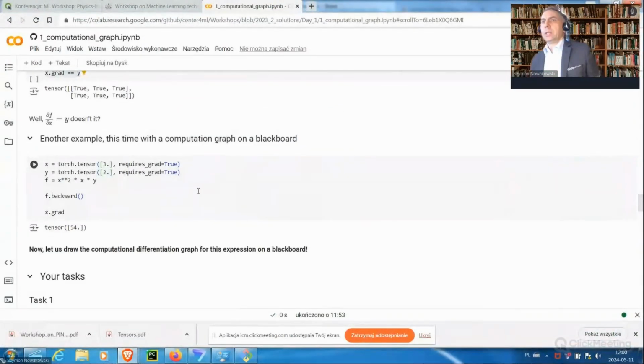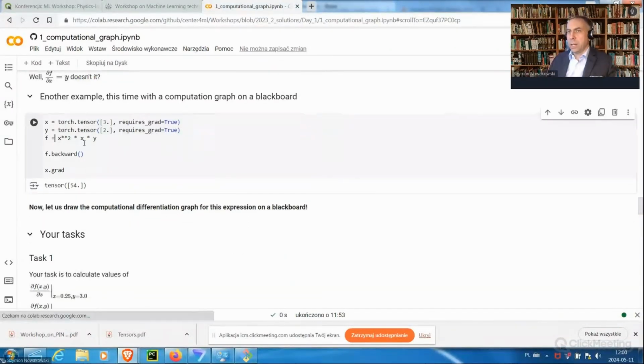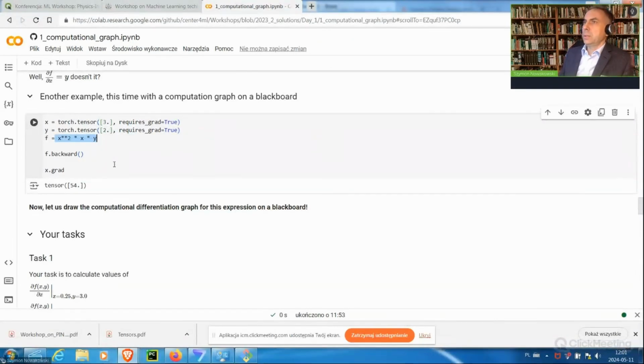So let's go with another function. I want to show you how this computational graph and gradient graph is actually computed. And for me, it was easiest to do on a blackboard or a whiteboard. Actually, in this environment we could use a blackboard, but I was trying to write with a mouse, and it was not very legible. So I prepared a scanned page with my handwriting, and we'll go through that together in a moment.